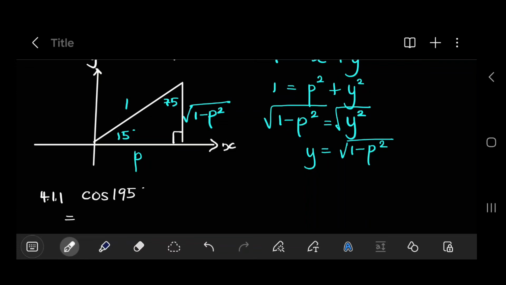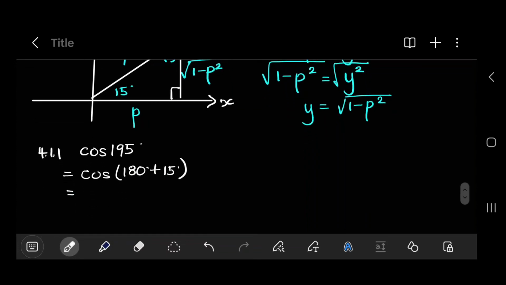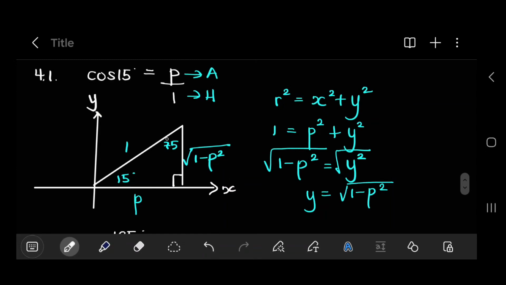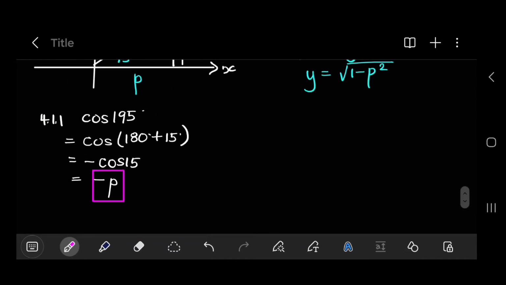Now, seeing that we need cos 195, obviously it is not on the triangle, so we need to reduce this. If you are given an angle bigger than 90, your aim is to apply reduction formula onto it. 195 lies in the third quadrant, so let's use 180 plus. It's going to be 180 plus 15 degrees. Now, to reduce this, 180 plus lies in the third quadrant where cos is negative. So it's negative cos 15. And we've got the negative sign. We can just get cos from the diagram, or actually what was given to you, adjacent over hypotenuse, p over 1, which is just p. So the answer for 4.1.1 is negative p.